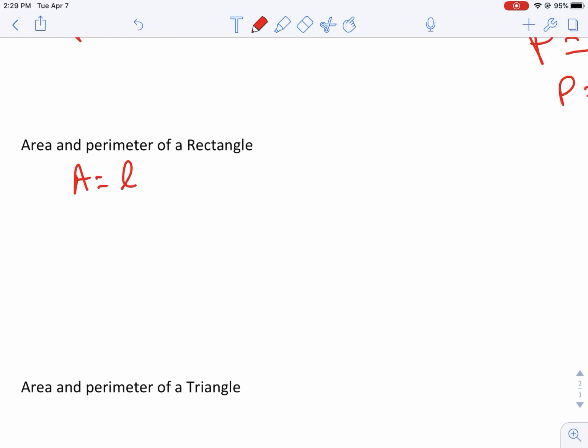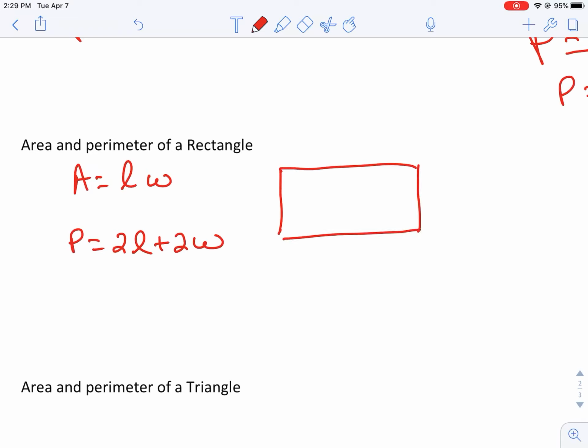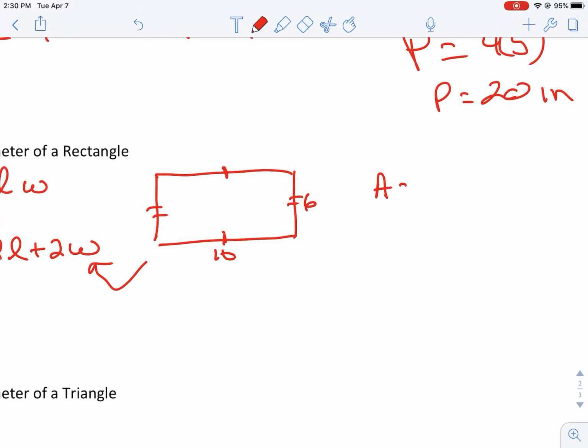With the area and perimeter of a rectangle, the area of a rectangle is the length times the width, and the perimeter is really 2 times the length plus 2 times the width, and I'll show you why. So if we have a rectangle, okay, and let's say that this is 6 and this is 10. We know that this side and this side are the same. And we know that this side and this side are the same. That helps us here with the perimeter.